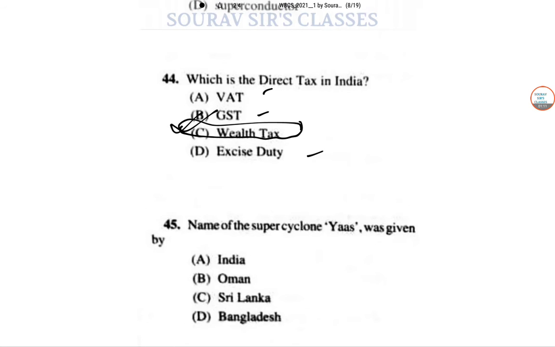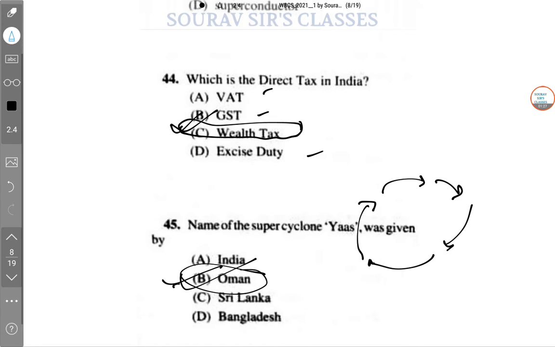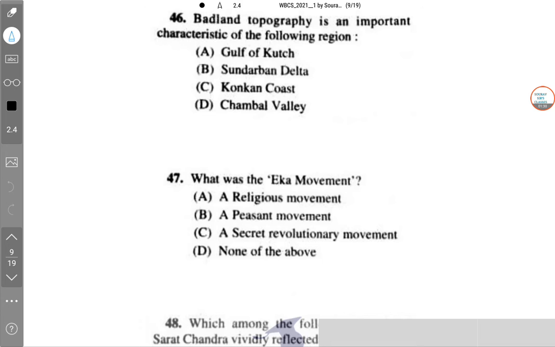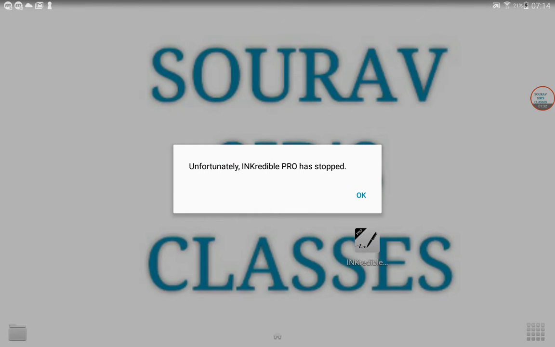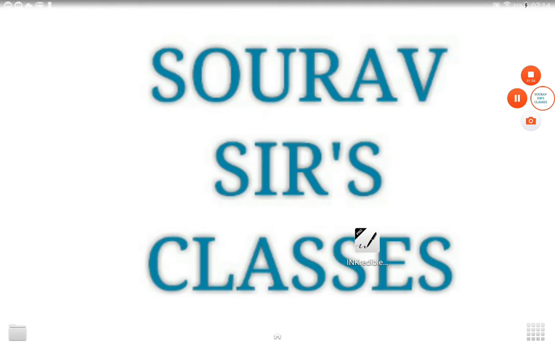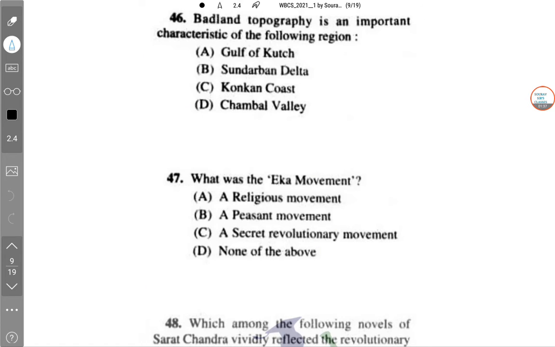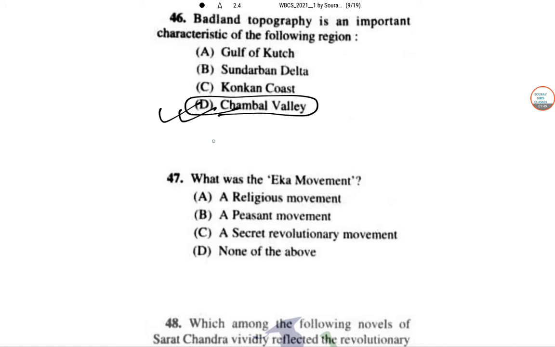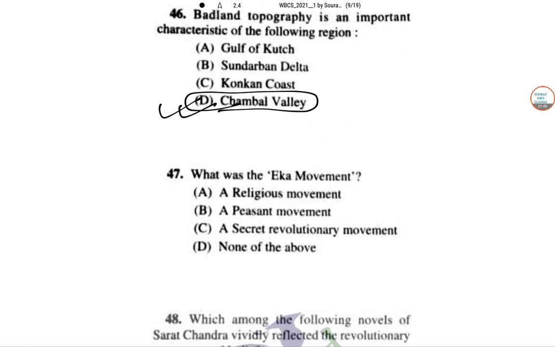Name of the super cyclone Yas was given by which country? Remember that every year there's a cycle, India, Bangladesh, Myanmar, so the SAARC countries get to give the name. And this was given by Oman. Okay, next. Badland topography is an important characteristic of the following region. And the answer is it's actually the Chambal Valley. The Badland topography we can see.